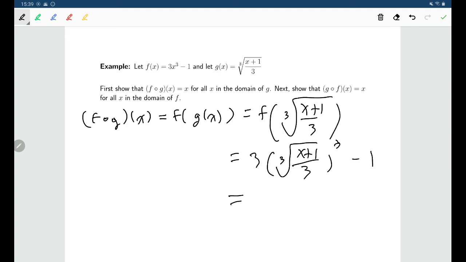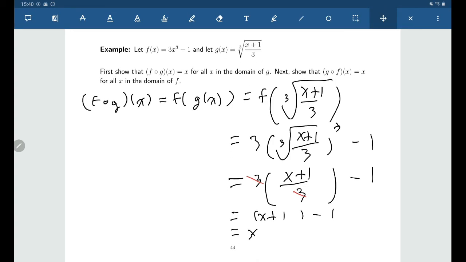The cube root and the cube cancel each other out. When we have a cube and a cube root, they both cancel. So that means we'll be left with just x plus 1 over 3. And the 3's would cancel, leaving me with x plus 1 minus 1. And then the plus 1 and the minus 1 would cancel, leaving me with just x. So far so good. We've got that f composed with g gives you x.